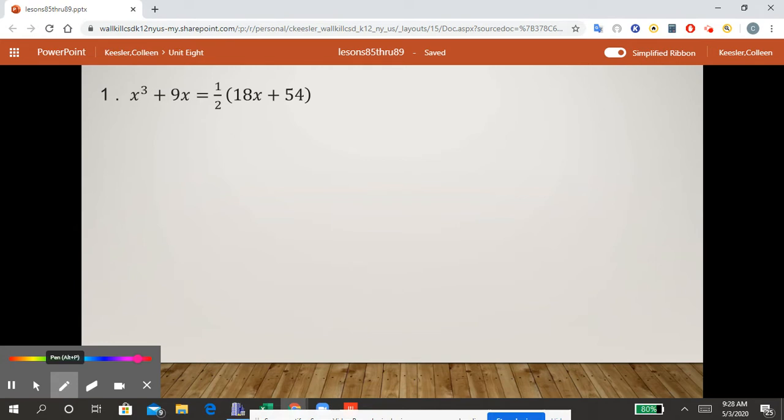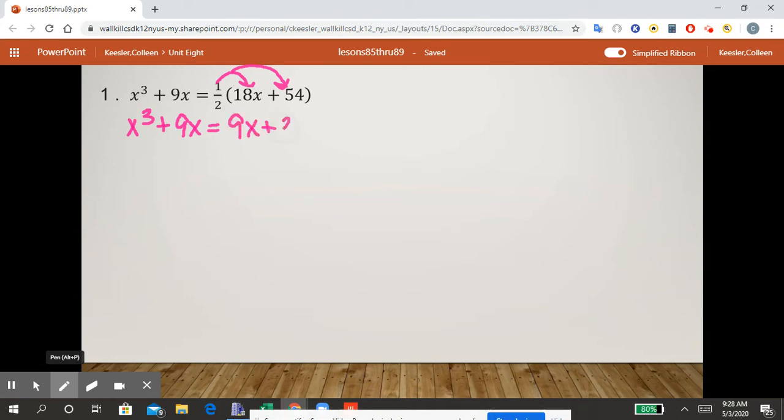that are there. So we have half times 18x plus 54, so we can distribute that 1/2 to make this easier to solve. So we bring down x cubed plus 9x equals half of 18, which is 9x, remember you're multiplying, and half of 54, which is 27. Now, this is really easy to solve because we have positive 9x on both sides. By subtracting 9x from both sides, I canceled out both of them, leaving me with x cubed equals 27.